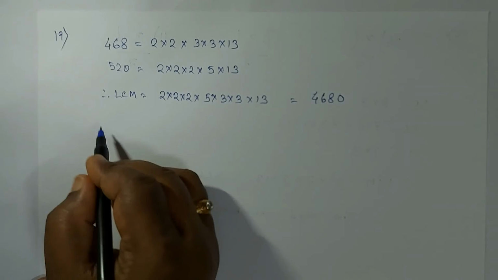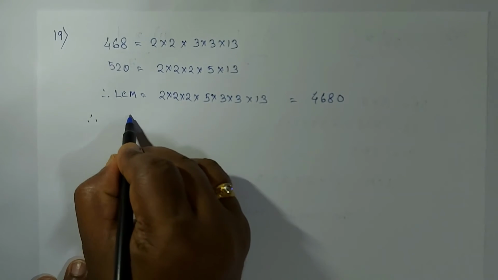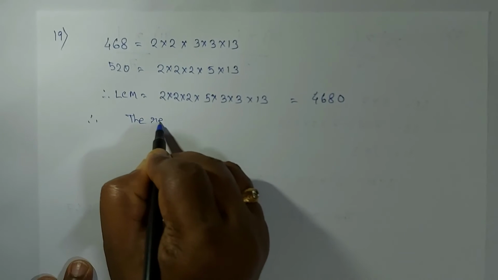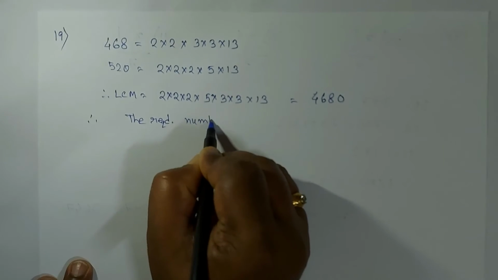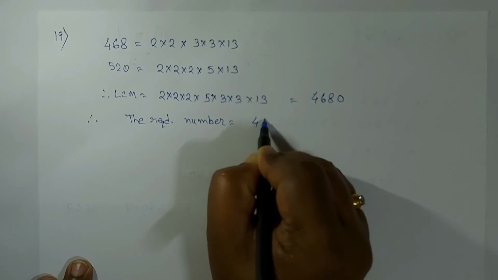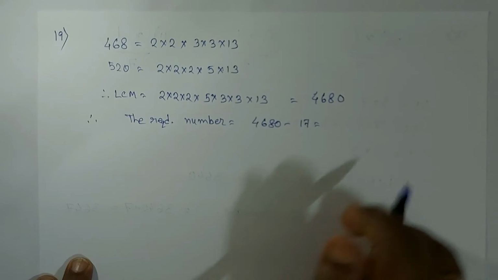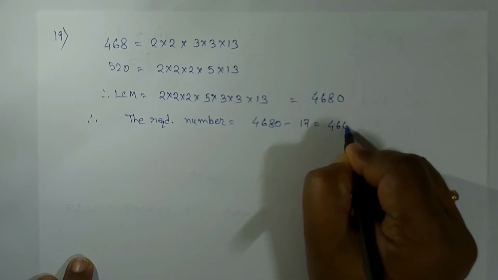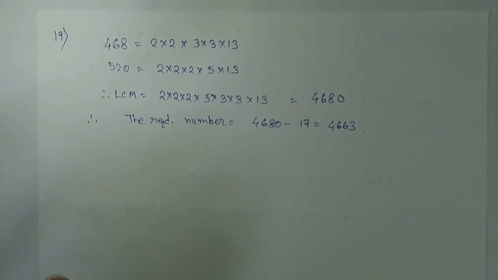So let's find out the required number. Therefore the required number is equal to 4680 minus 17, which is equal to 4663. Okay, so this is the answer. Understood? Next is question number 20.